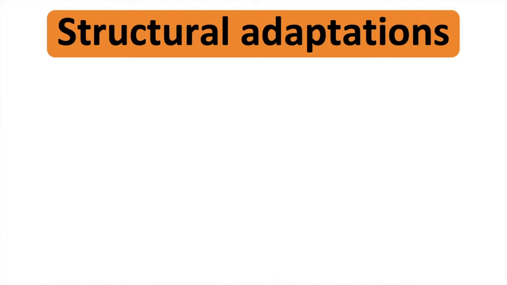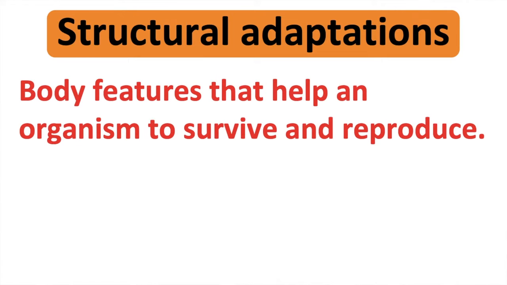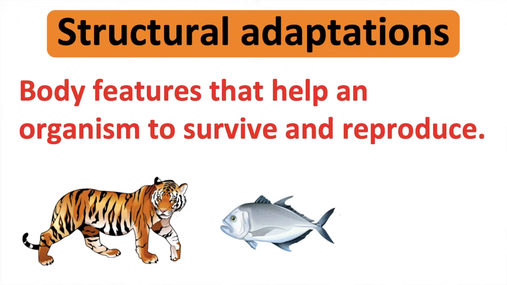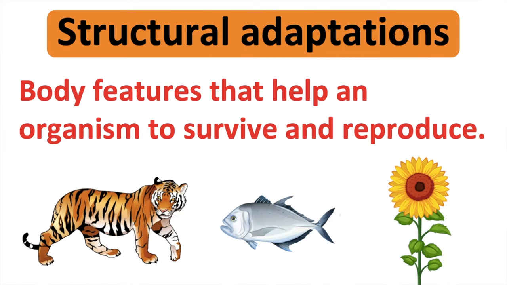Structural adaptations. Structural adaptations are features of an organism's body that help it to survive and to reproduce. For example, some animals have sharp claws that help them to catch prey. Fish have gills that help them to breathe in water. Leaves are usually large to maximize photosynthesis. And plants have colorful flowers to attract pollinators.